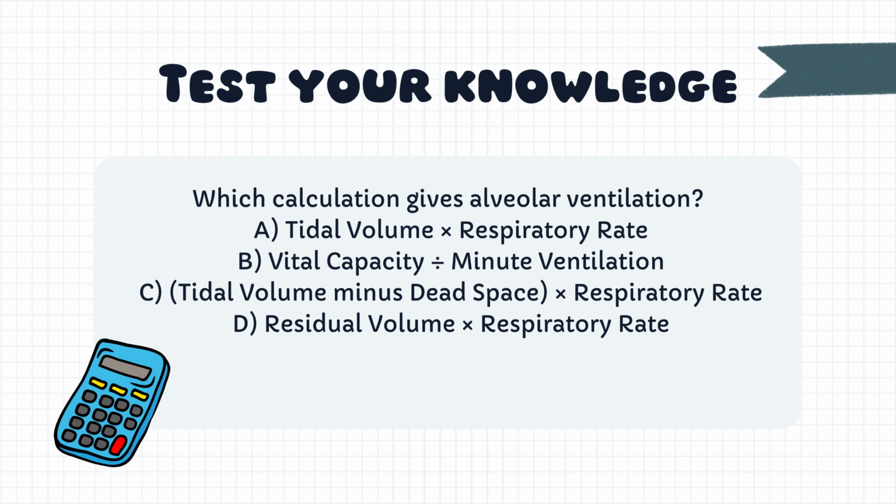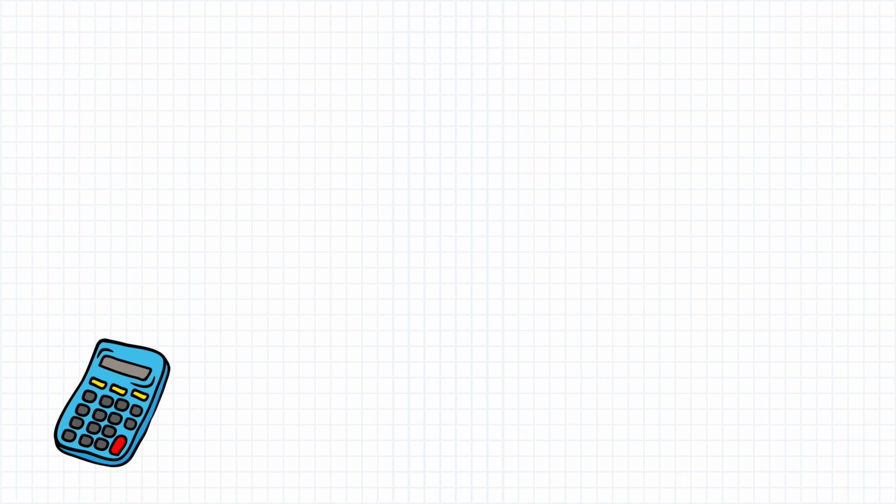Here is a quick question to test your knowledge. Which calculation gives alveolar ventilation? A. Tidal volume times respiratory rate. B. Vital capacity divided by minute ventilation. C. Tidal volume minus dead space times respiratory rate. D. Residual volume times respiratory rate. Drop your answers in the comments.